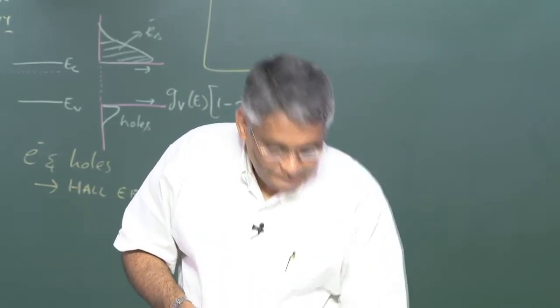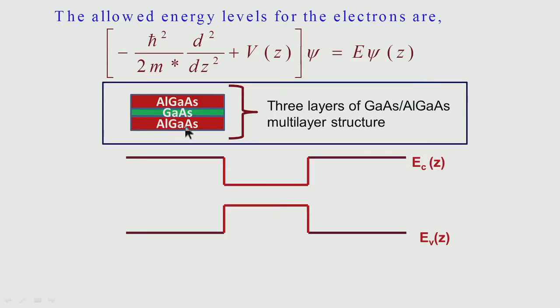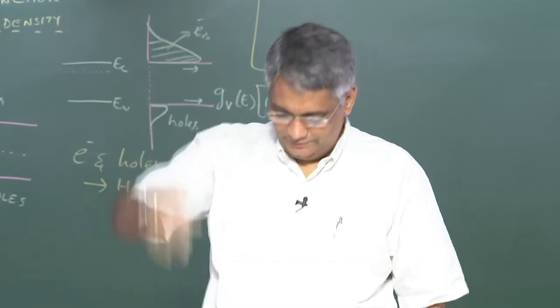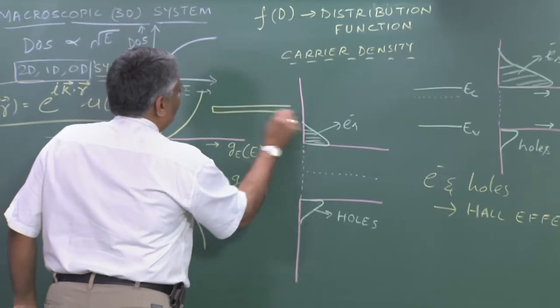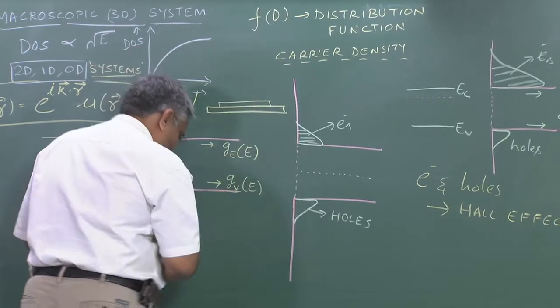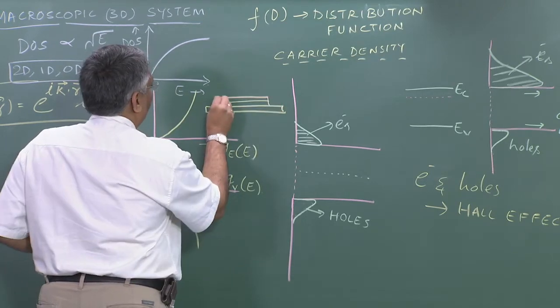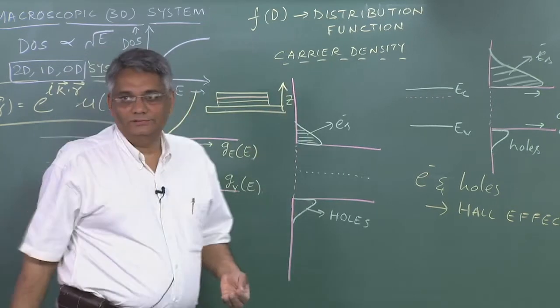Okay. Now you see, if you look at the band edges, this direction is the growth direction, right? So I have the base here, I grow the first layer, second layer, and third layer. So this is the growth direction. I have a substrate on which I have grown the first layer, the second one, and the third one. So this is also Z direction.